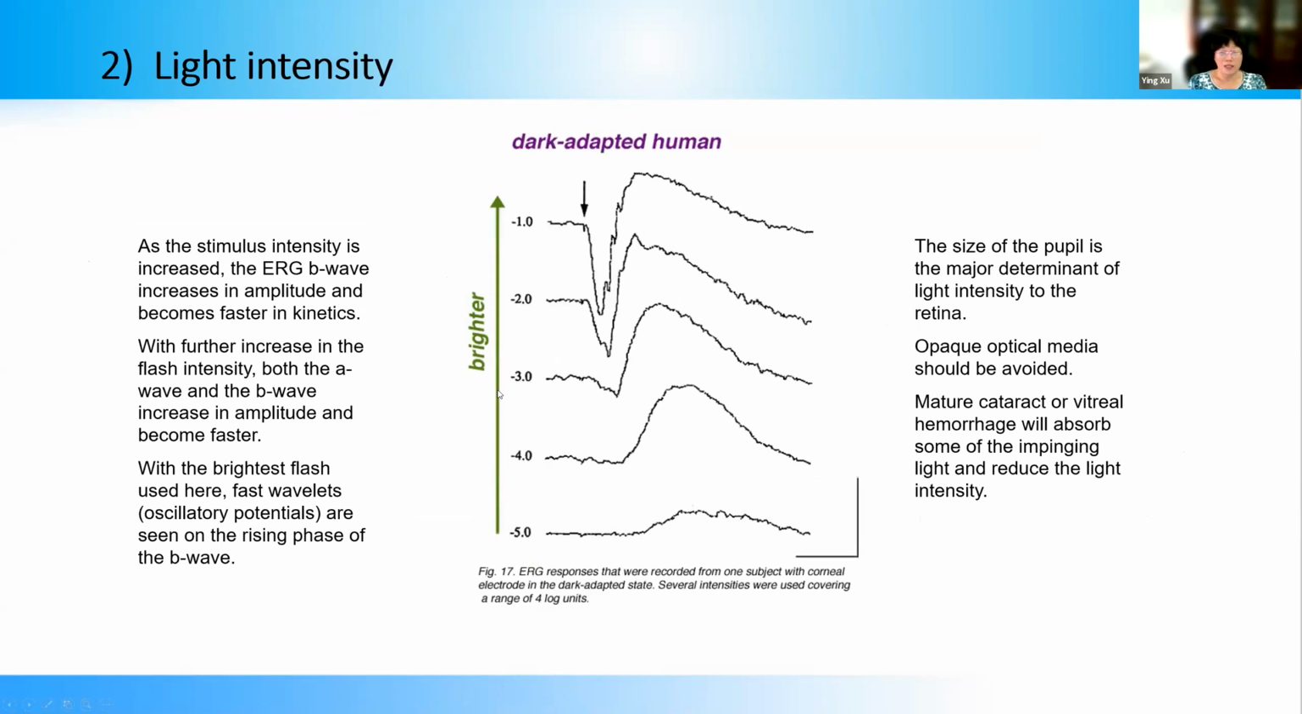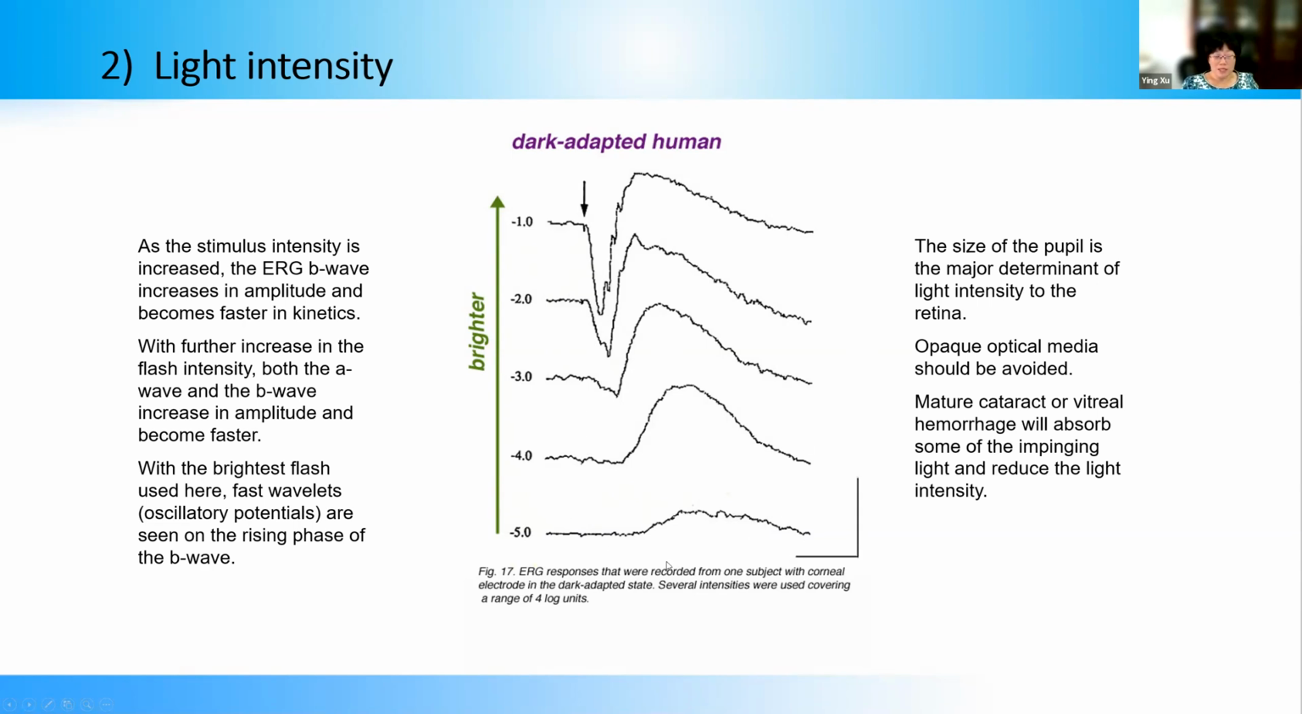The second factor that affects the ERG amplitude is light intensity. For example, this shows the ERG traces under different flash intensities from weak to bright flash. You can see that as the flash intensity increases, both the A wave and B wave amplitudes increase, and the time to peak also becomes shorter. So that's a condition you really want to be constant across all your experiments.